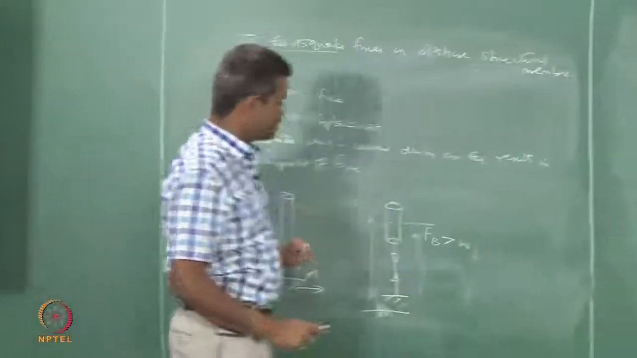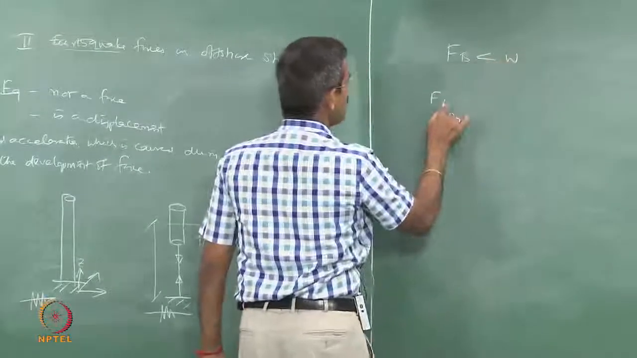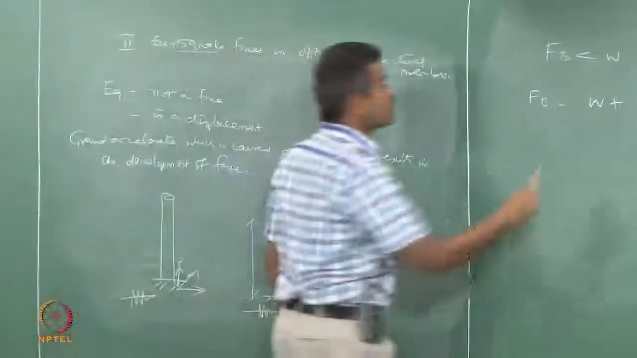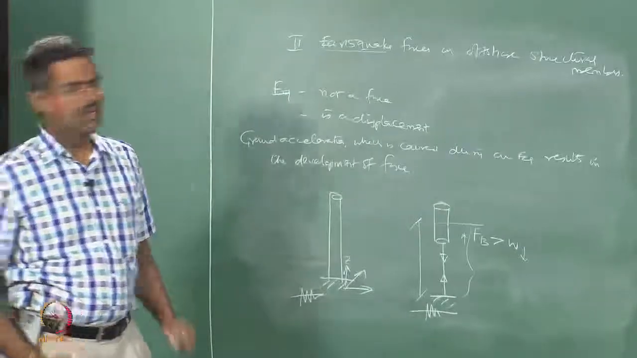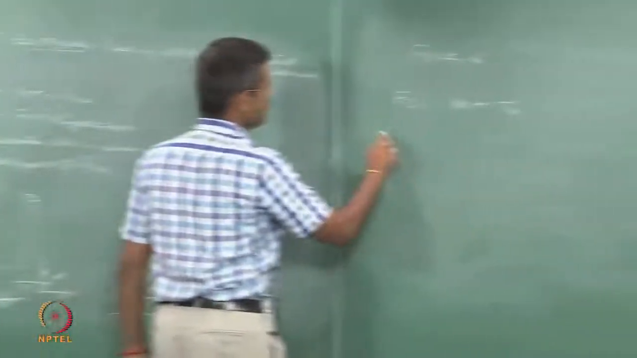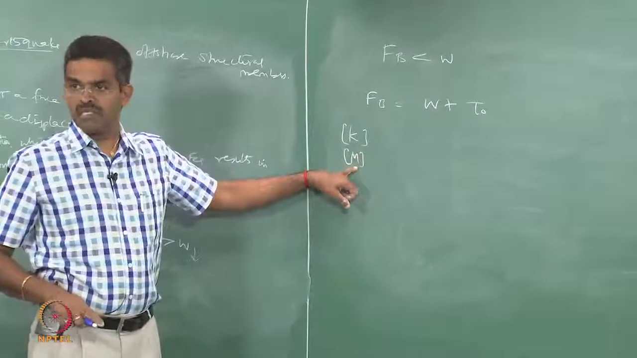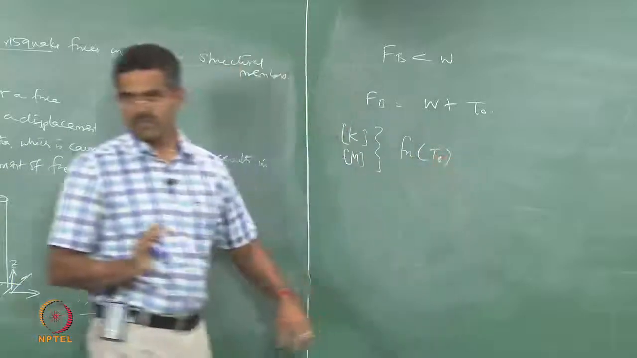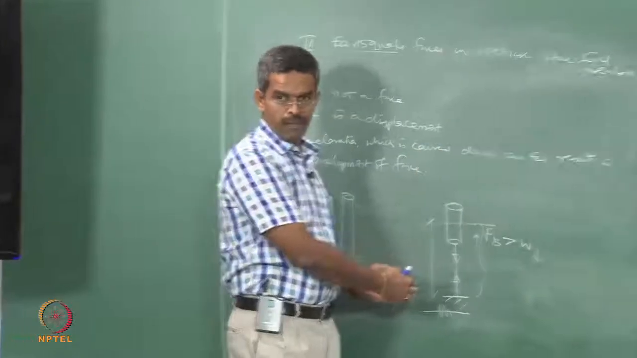The interesting concept is, since Fb is less than W, Fb should be equal to W plus something to equalize this. That something was nothing but the tension in the cable. Now, the stiffness matrix, the mass matrix, or the variable submergence because of the added mass in the mass matrix are all unfortunately functions of T naught, which we will derive later. All functions of T naught. Now, let us see what happens to this idea in this problem here.